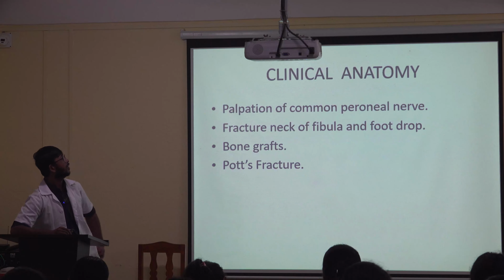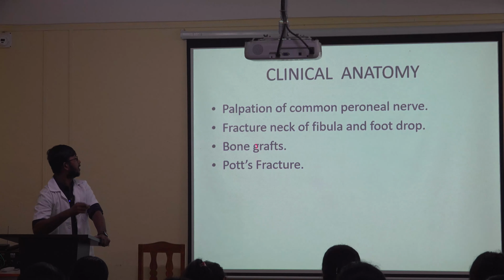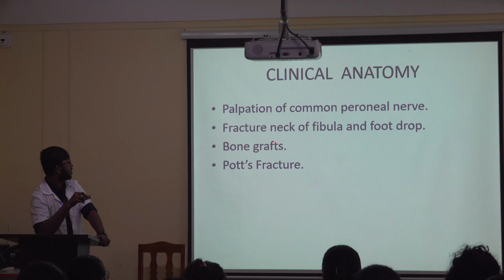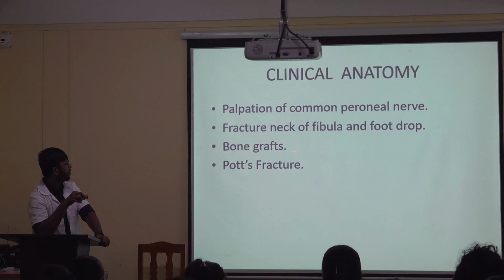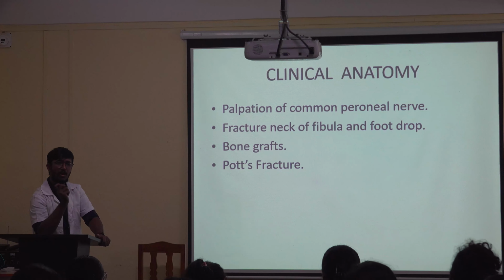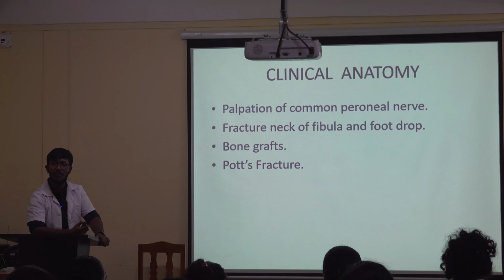Now coming to clinical anatomy, so the first two parts have been discussed. Now coming to bone grafts, since fibula, what do you mean by fibula?